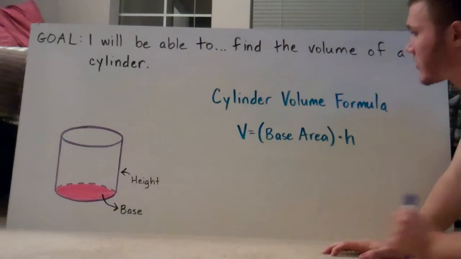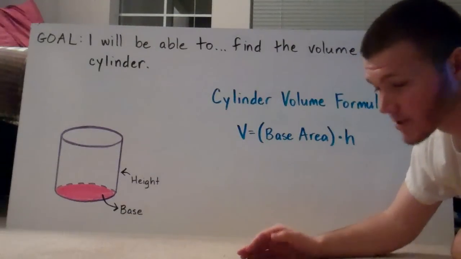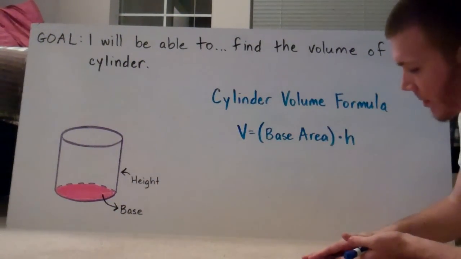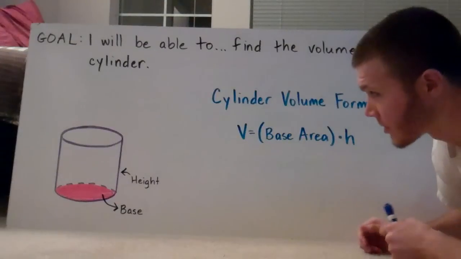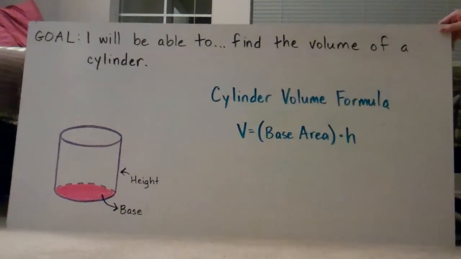And here's our formula to find the volume of a cylinder. Like we have before with all these other shapes, you take the area of the base, and then if you multiply that by the height, you get the volume, or how much space it takes up. Alright, so on to our next slide.